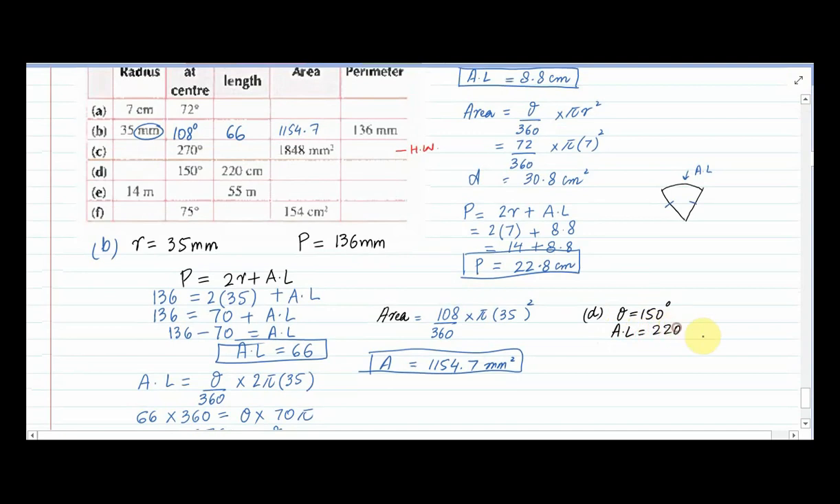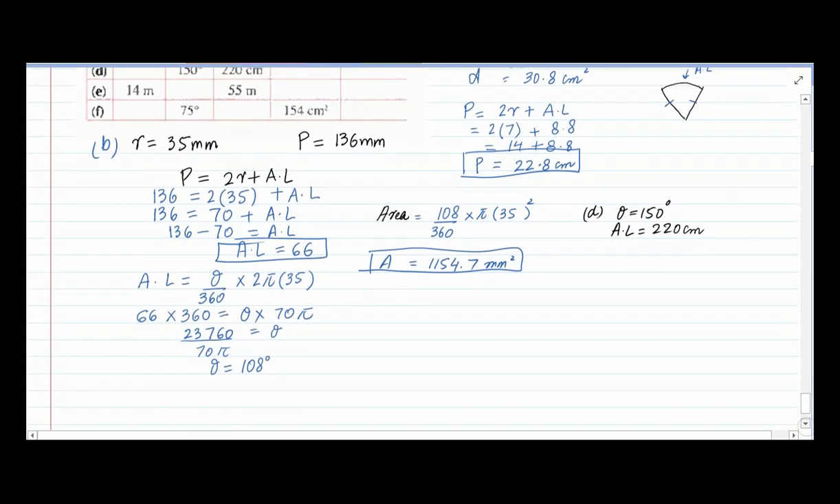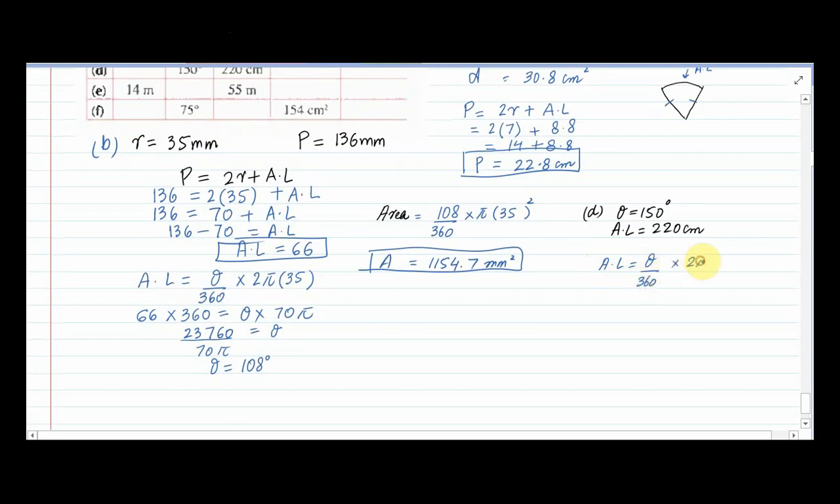Arc length is known and angle is known, so we can find radius first. Applying the working formula of arc length, so arc length is angle divided by 360 multiplied by 2 pi r. Substitute the values, so arc length 220 is equal to angle 150 divided by 360 multiplied by 2 pi r.